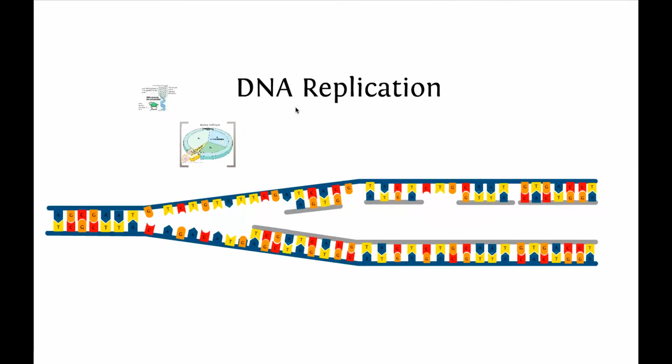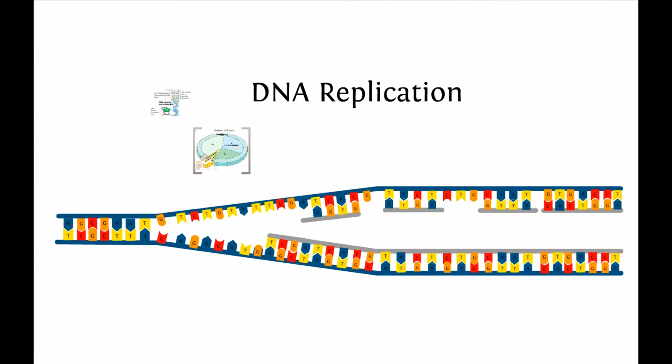And then when we go to make children as well, we need to copy our DNA to go ahead and pass on to them, so they can have some of our traits. So we're going to talk about how we go from one molecule of DNA to having two molecules of DNA.